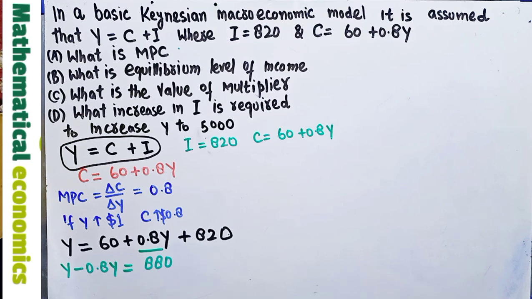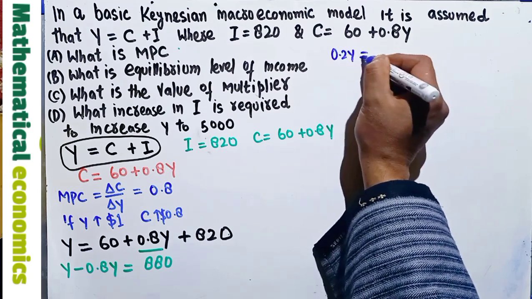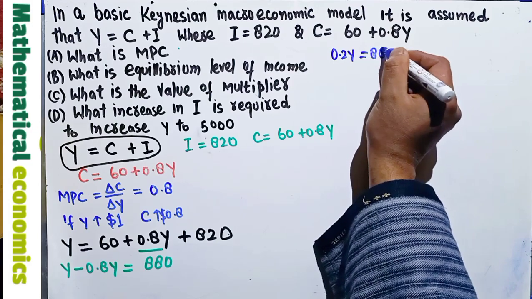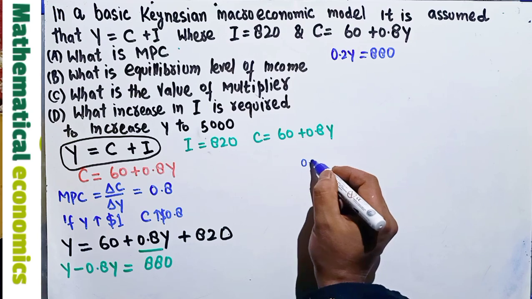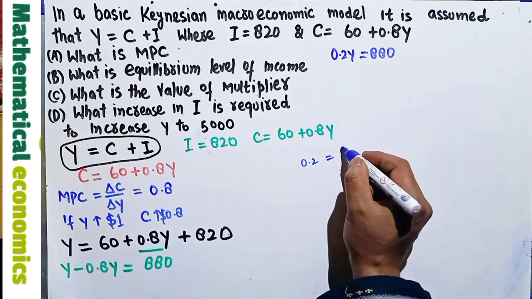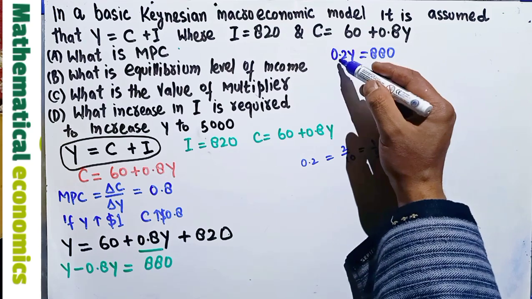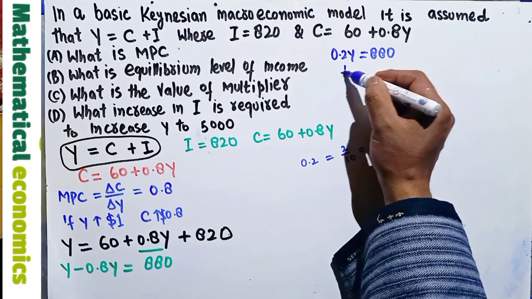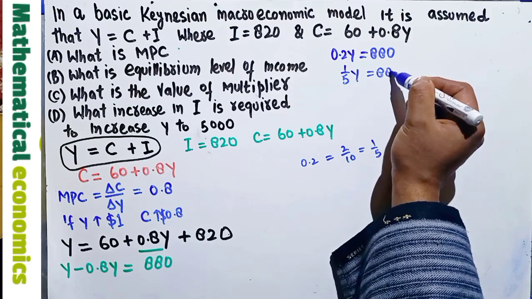Then let us subtract 0.8Y from Y, so we are left with 0.2Y = 880. Now 0.2 can be written as 2 upon 10, which is equal to 1 upon 5. So in place of 0.2 I can write 1/5 Y = 880.